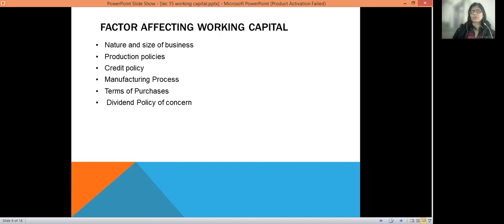Next is the dividend policy of the concern. It also directly and indirectly affects the amount of working capital, because if you have to set aside some amount of profit in the form of dividend, you have to make arrangements according to that. You have to make your day-to-day transactions keeping in mind that you have a fixed liability to pay the dividend according to the policy of the concern. You are not able to avoid that amount, so you have to decide according to that. So these are the major factors which affect the working capital.